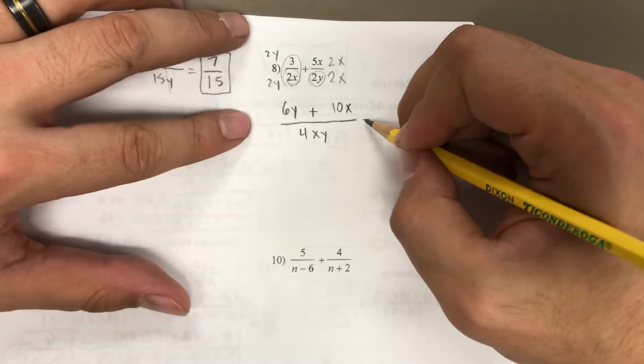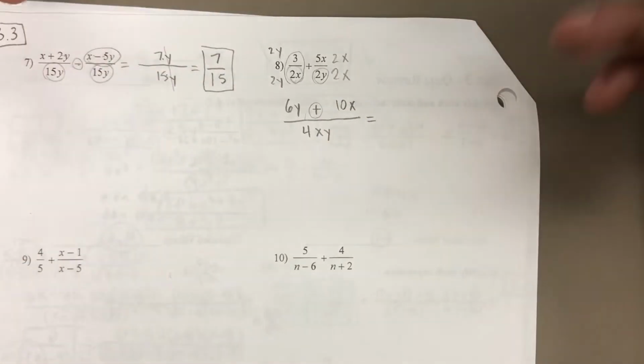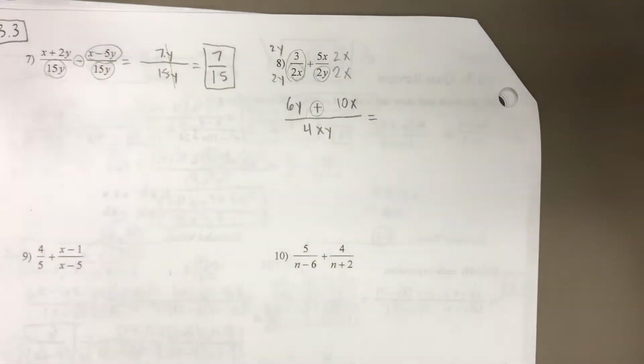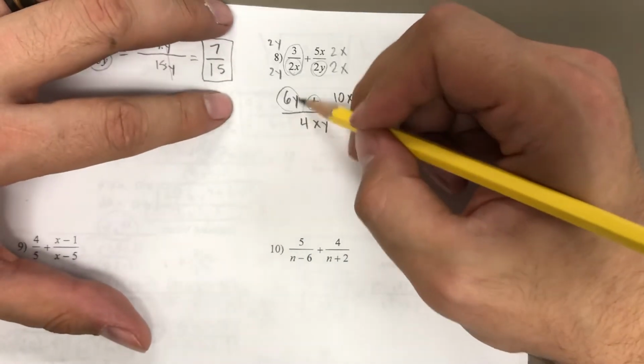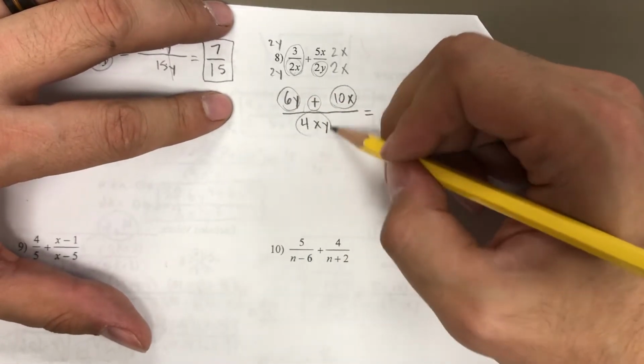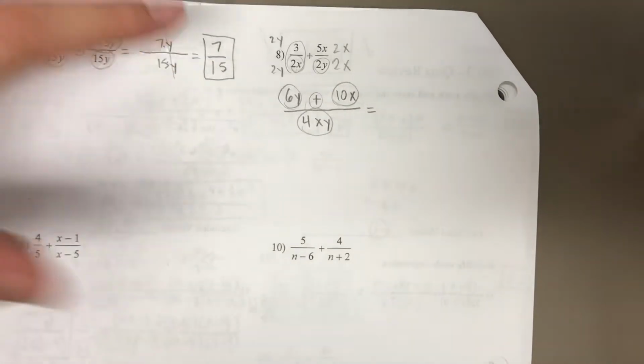So now we're going to try and simplify this as much as possible. And when we simplify, when there's addition or subtraction going on in the numerator or denominator, the best we can do is factor out something from every single term. So the 6y, the 10x, and the 4xy. So what can we cancel out of all of those? What divides out of all of those evenly? Let's take a look.